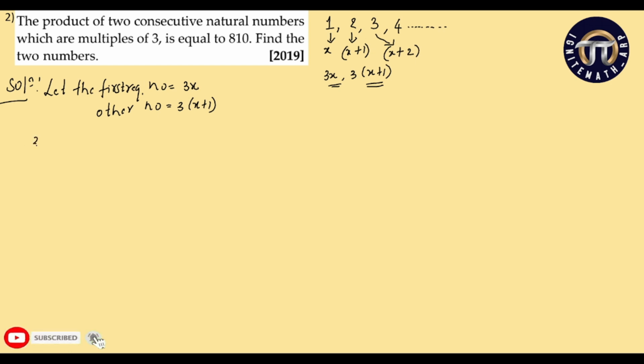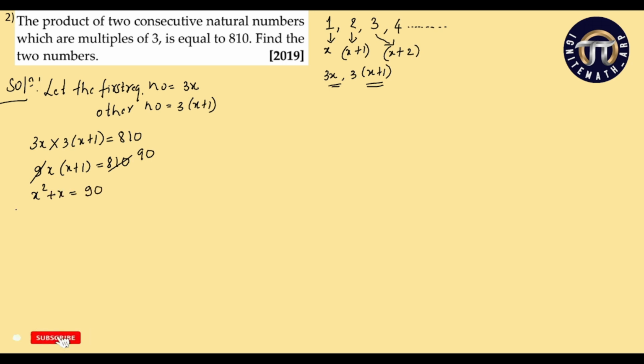So I can write 3x multiplied by 3 into x plus 1 is equal to 810. Clear, children? So now I can write this as 9x into x plus 1 is equal to 810. So I can directly cancel 9: 9 ones are 9, 9 tens are 90. So when I multiply this, I get x square plus x is equal to 90. When I bring it to the standard form, I would write this as x square plus x minus 90 is equal to 0. This is my standard form.